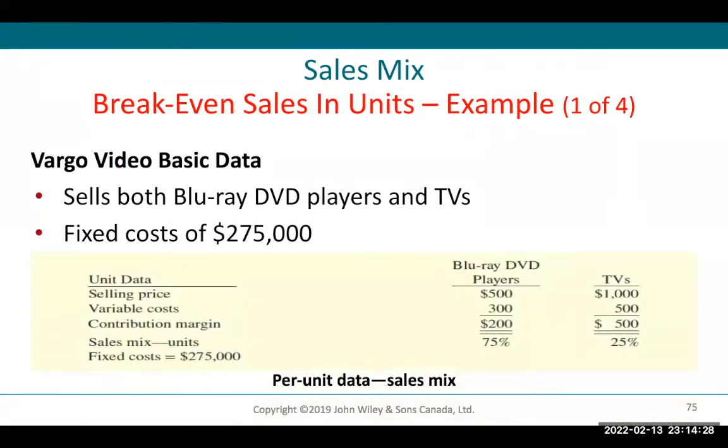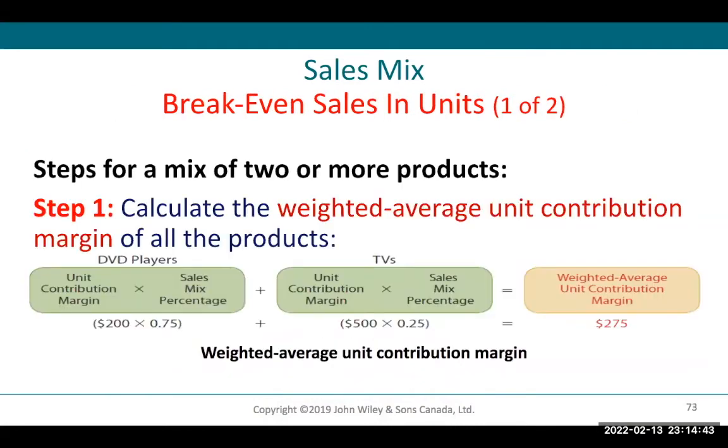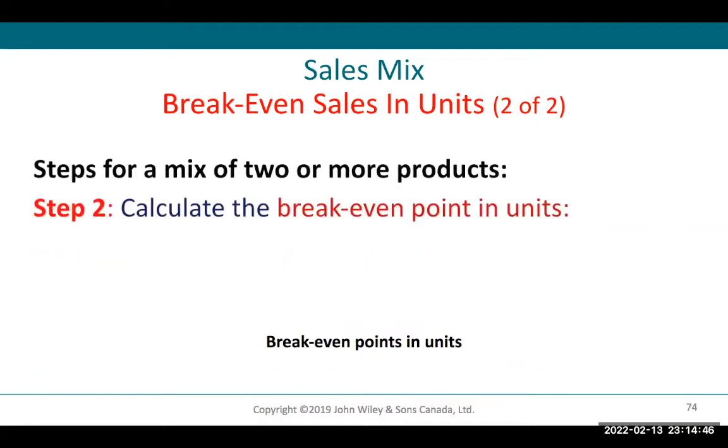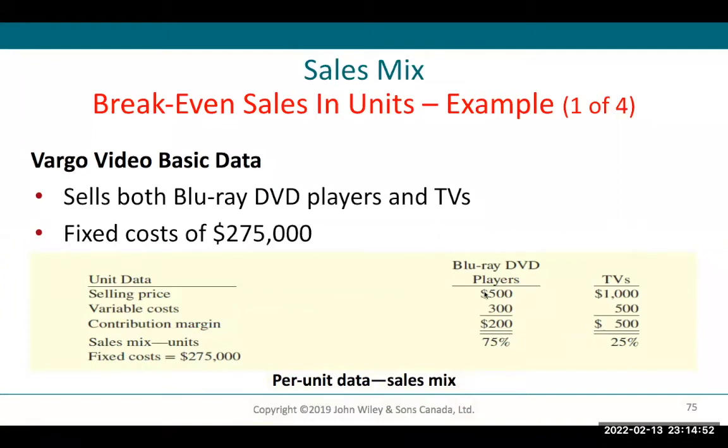So a company here called Vargo Video Basic Data sells both Blu-ray DVD players and TVs, and they have fixed costs of $275,000. Now, before you saw that we needed to calculate a sales mix percentage. And this is how you do it. It's very, very simple. So we notice here that Blu-ray has $500 in selling price, variable cost of $300, contribution margin of $200. $1,000 selling price for TVs, variable cost of $500, contribution margin is $500.